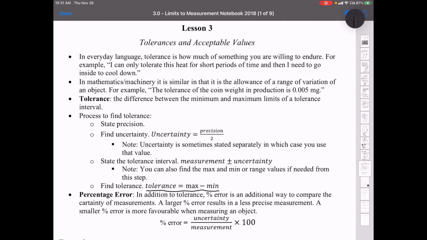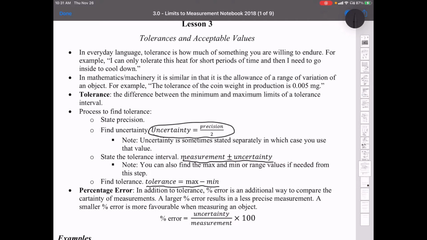Now we're going to introduce a couple of formulas here just so that we can describe these tolerances and acceptable values. The first is the precision, and the uncertainty is half of the precision, which is what we've dealt with before. You'll notice the measurement plus or minus uncertainty right there. We've seen that before as well.